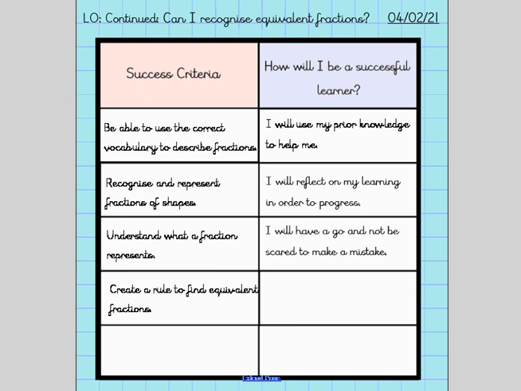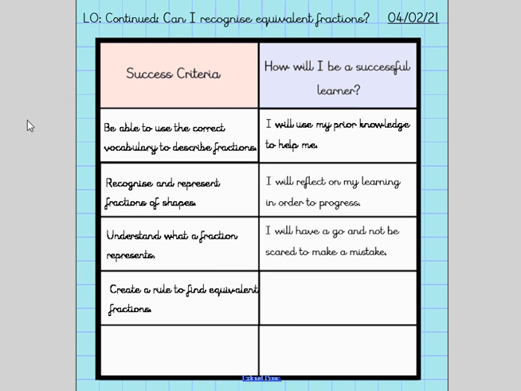Good morning, Year 5. Okay, so today we're going to be looking at building on our knowledge of equivalent fractions. Yesterday, we had a look at some circles that were split into fractions, and you were matching them up and then working out what the equivalent fraction was. Today, we're going to look at moving that forward and creating a rule to find equivalent fractions.